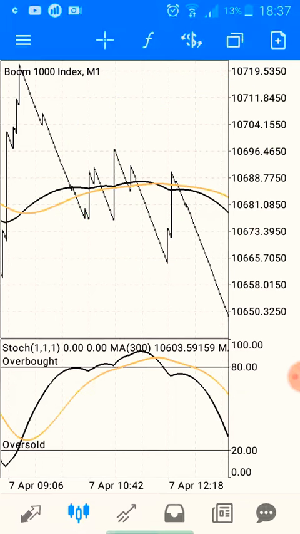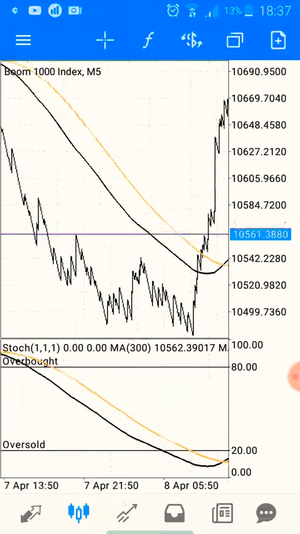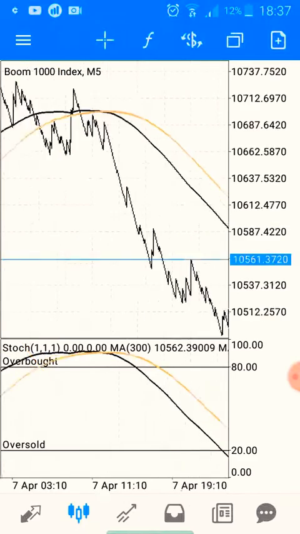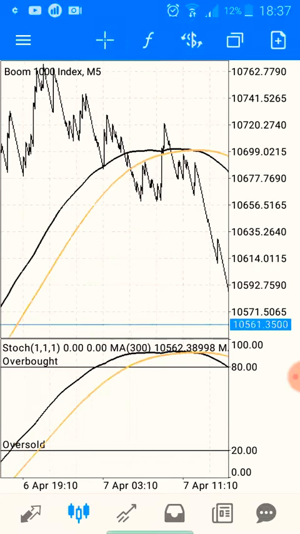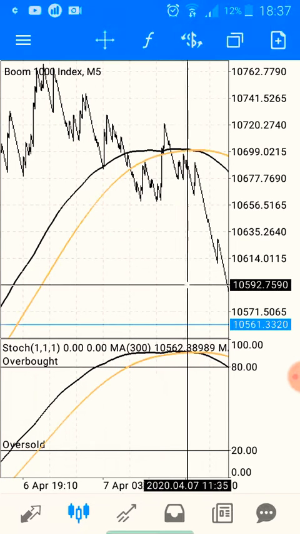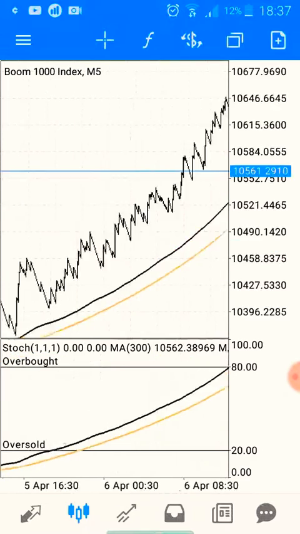Let me show you guys. Let me go to the 5 minutes time frame, I like trading in it. Look at this. This is how powerful this strategy is. Look at this, guys. Conditions met. What happens next? Profit. Look at this.